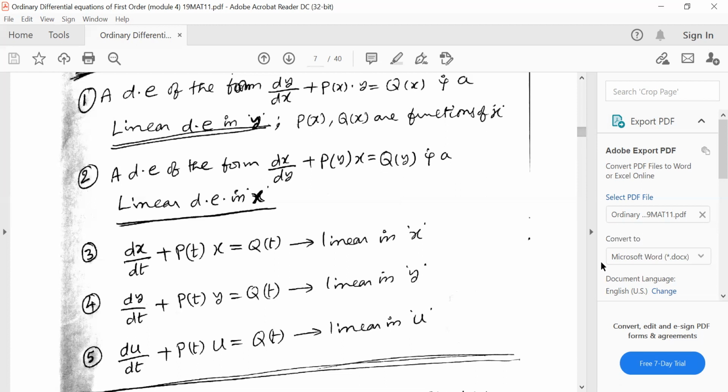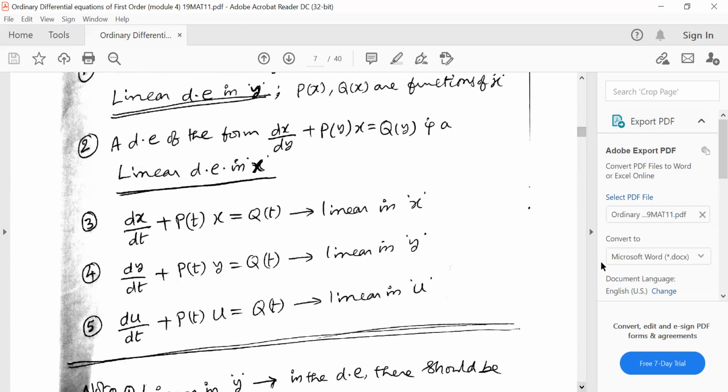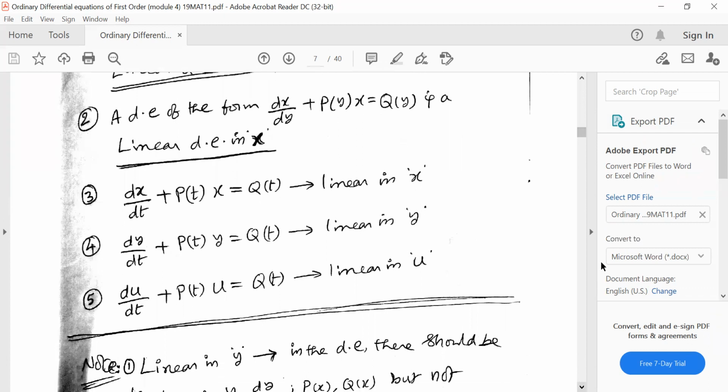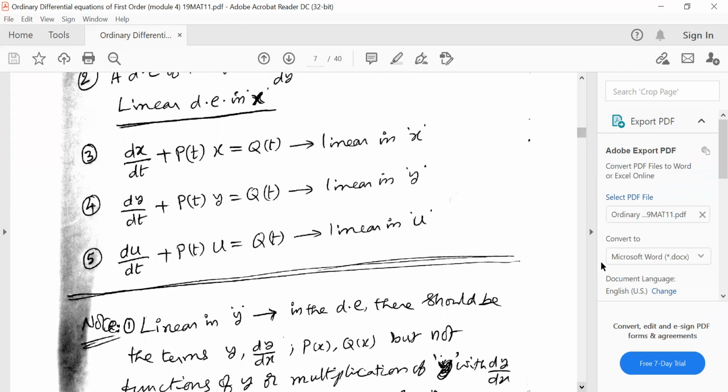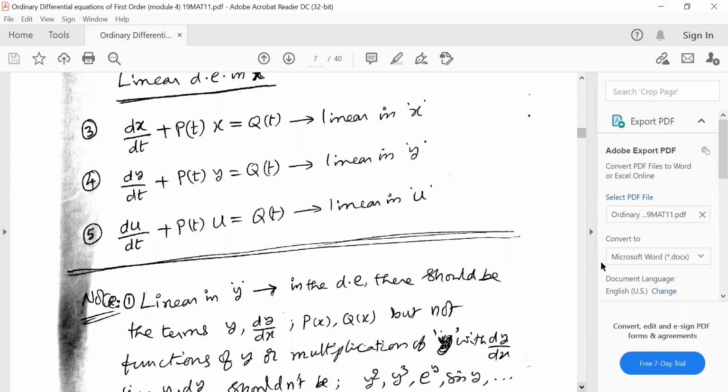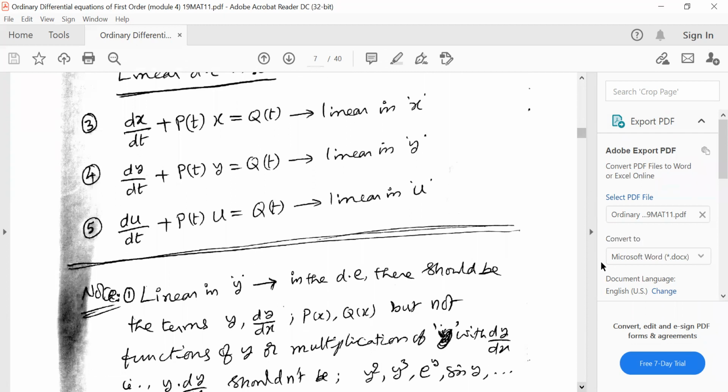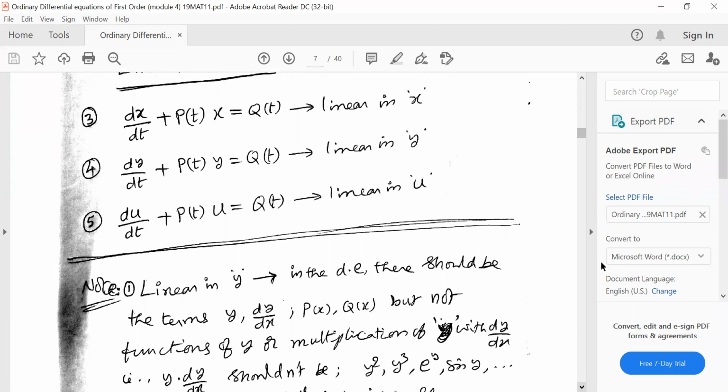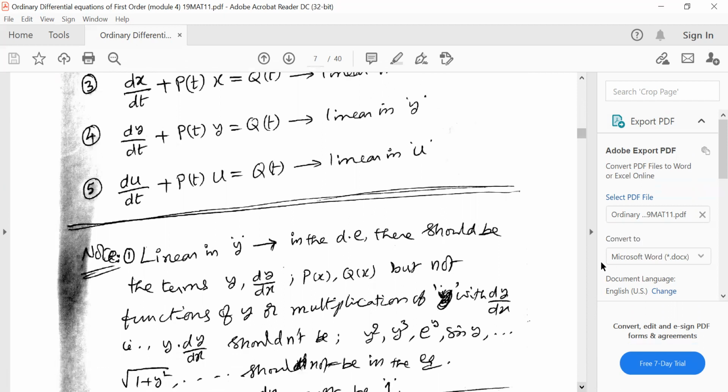We will now see how to solve this type of DE. It's very, very important in our engineering mathematics to understand and be perfect with linear differential equations. Why? Because many engineering problems in real situations will be converted into linear differential equations only. That's why it is better to concentrate more on linear differential equations for your future problems also.